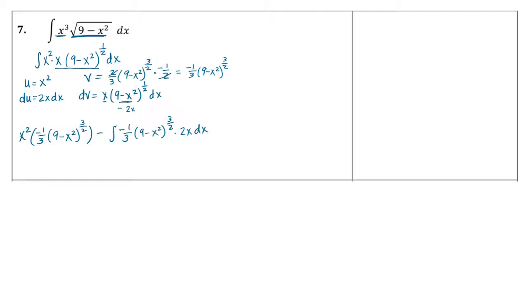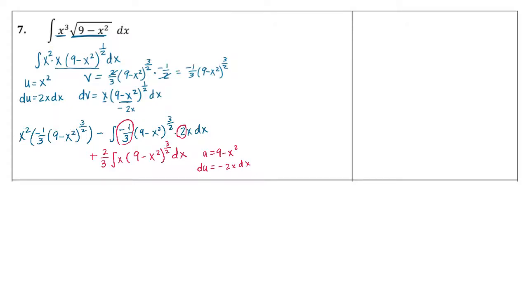We're going to have to do another u sub over on this second portion here. Now I am going to move this 2 out, and I'm going to move that negative 1/3 out. So I'm going to have positive 2/3 times the integral of x times 9 minus x squared raised to the 3 halves. And again, same process here. We can do a u substitution over to the side, and if we do that, then we know u is going to have to be 9 minus x squared. Du is going to be negative 2x dx.